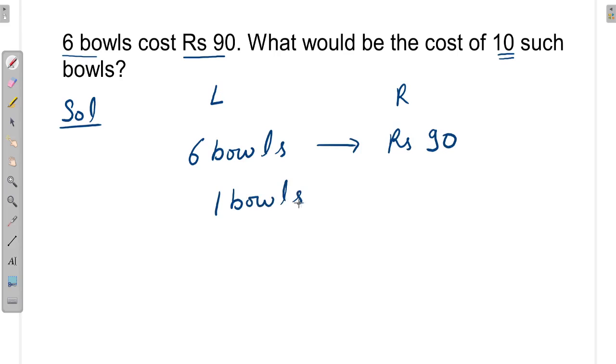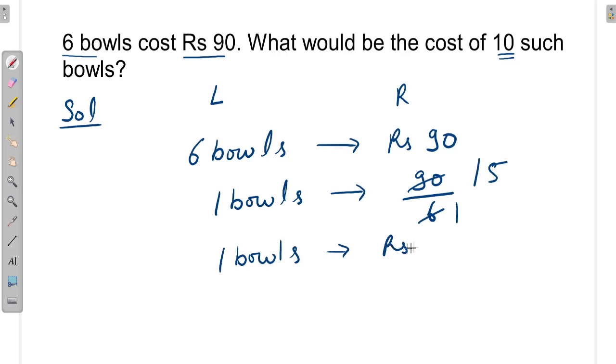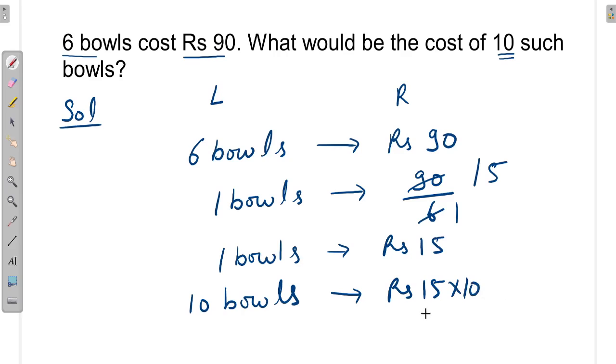Will it increase or decrease? Obviously the value should be lower, so we have to divide. 90 divided by 6: 6 ones are 6 and 6 fives are 30, so the cost of one ball is rupees 15. Now what is the cost of 10 such balls? The cost of 10 such balls is equal to rupees 15 into 10, which is rupees 150, and this is the answer.